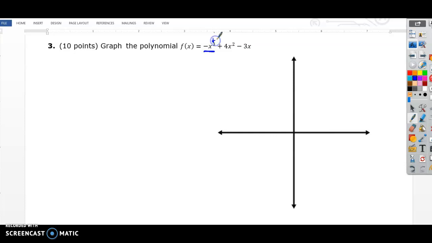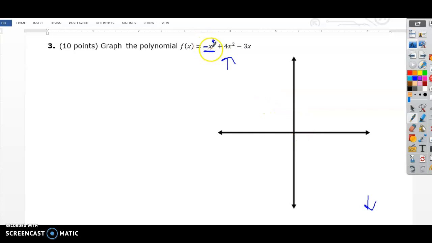Since this exponent is odd, that means my arrows are going to go in opposite directions. And since this is a negative, that means it has to go down at the end. So that means that this arrow is going to go up. Okay. So the other thing I need to do is I need to find my zeros.